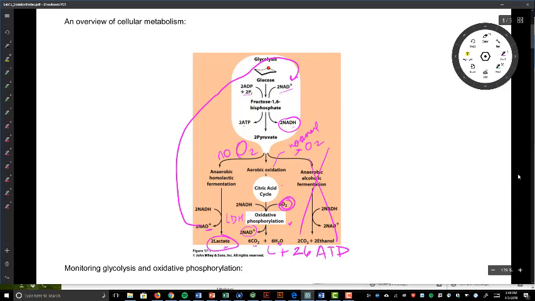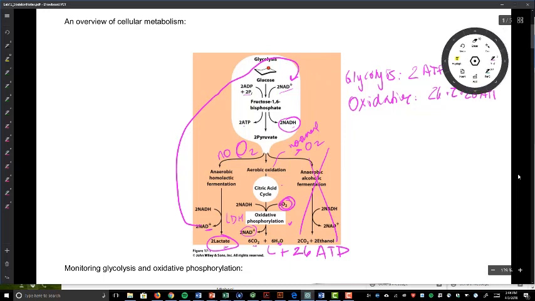So when you go through glycolysis and terminate in LDH, or terminate in lactate formation, so glycolysis alone, you get 2 ATP molecules. However, when you go all the way through oxidative phosphorylation, you get 26 plus 2 equals 28 ATP molecules.